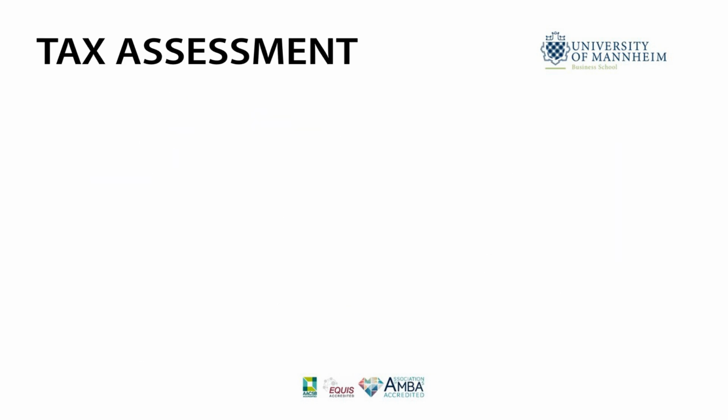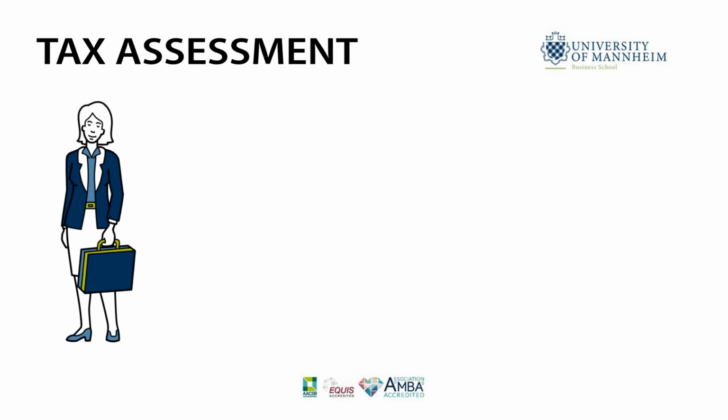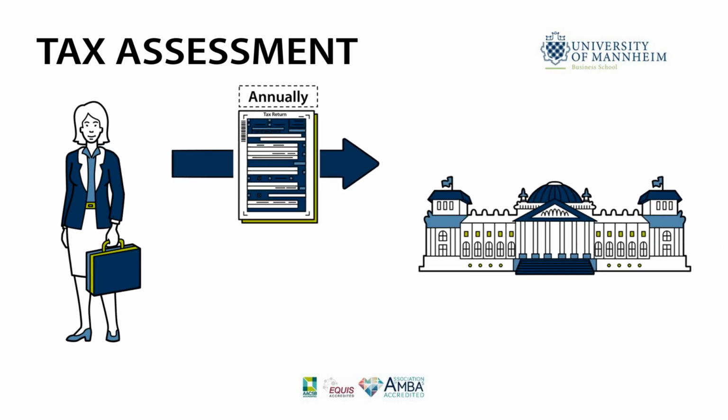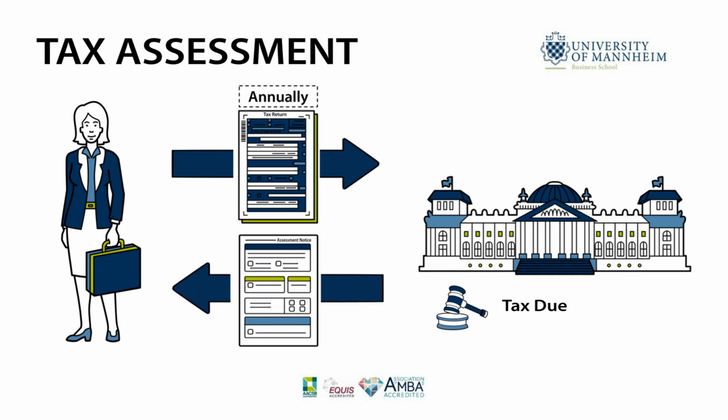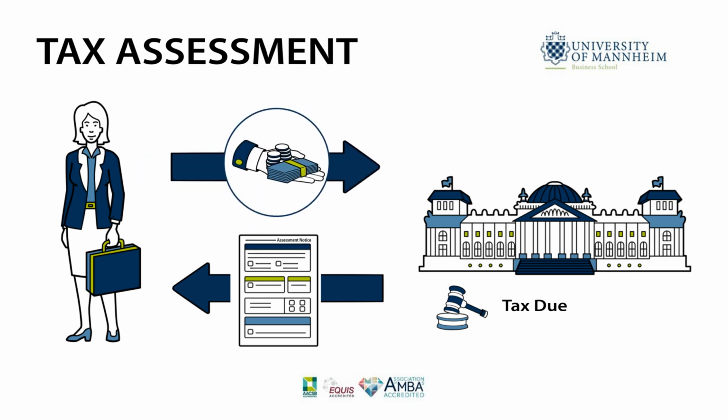One method of tax collection is through tax assessment. The taxpayer fills out a tax return and submits it to the tax authority. Based on this tax return, the tax authority determines the tax due and notifies the taxpayer by an assessment notice. Thereupon, the taxpayer pays the tax. For recurring taxes, such as income tax, tax returns are typically due annually.